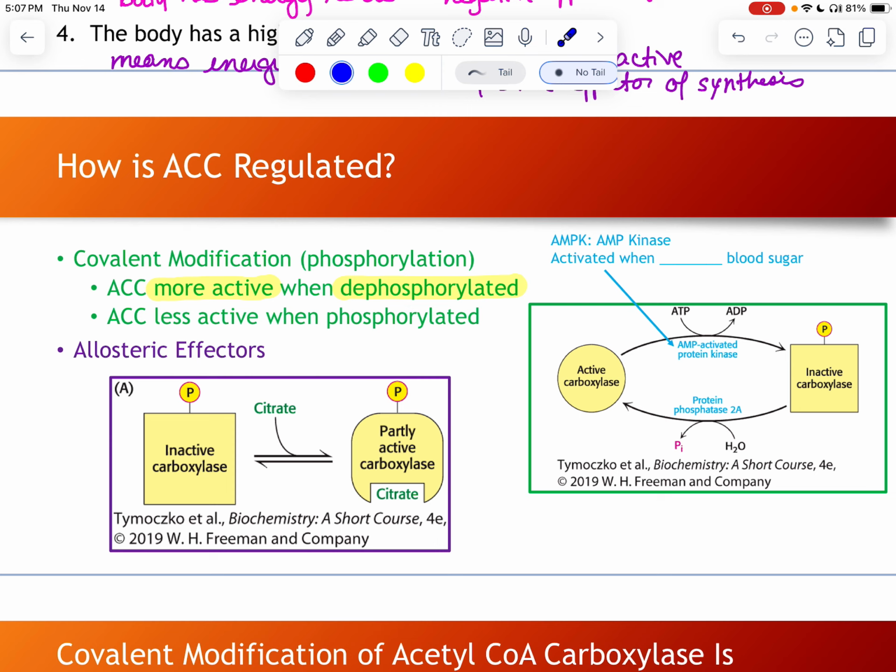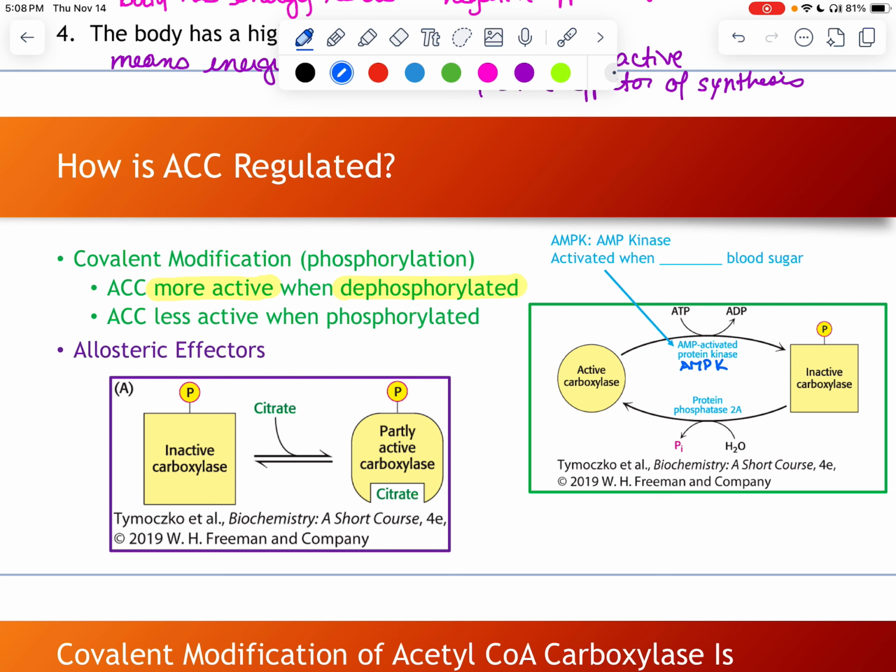Okay, it goes back and forth with this AMP activated protein kinase. We often shorthand that as AMP kinase, AMPK. Okay, and so when we activate that, we're going to phosphorylate. It causes it to become inactive. So when we activate the AMP kinase, it causes our carboxylase to stop, right? And so our carboxylase will now not synthesize the fatty acids.